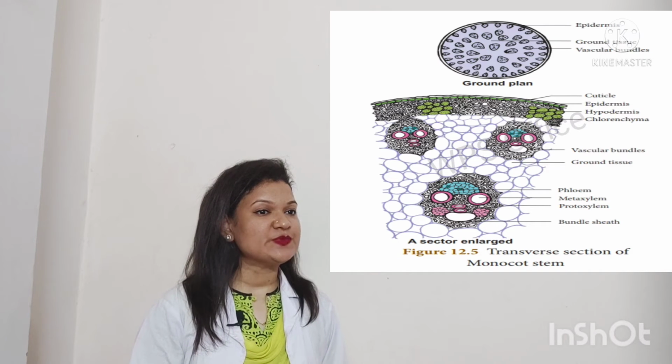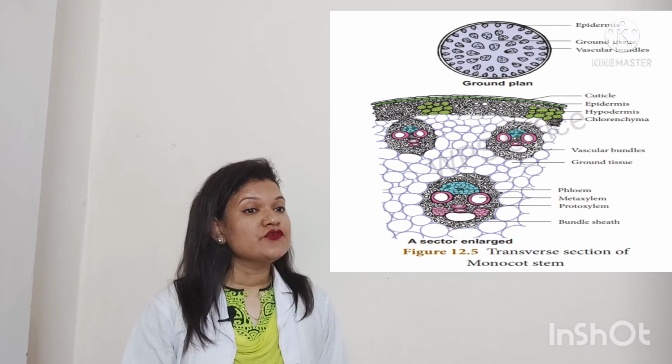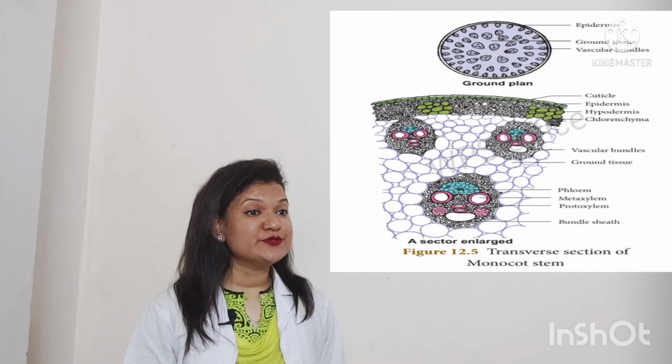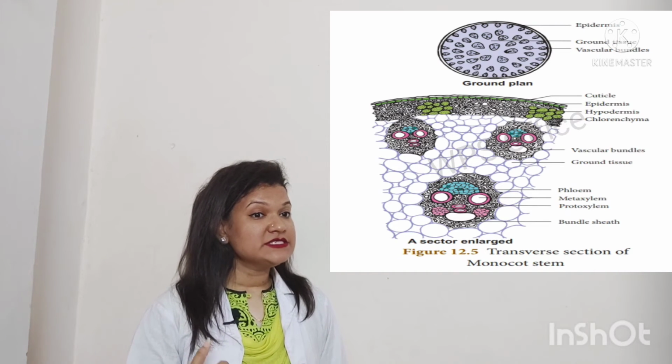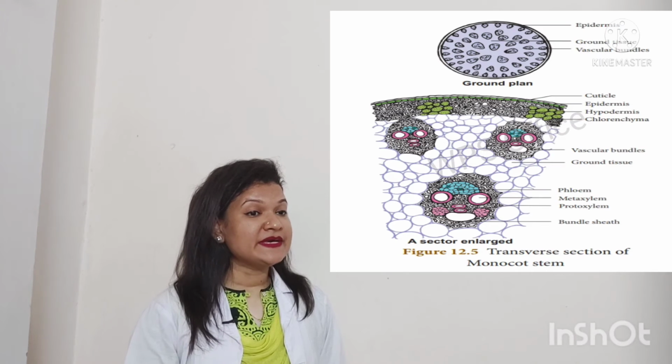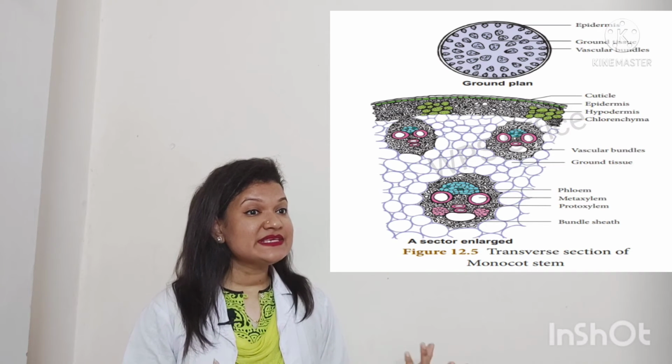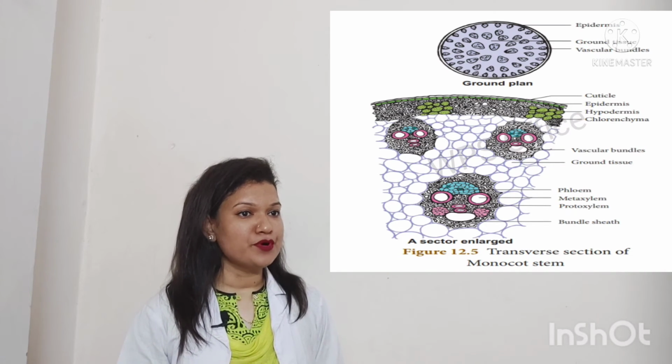Protoxylem cavity is present, and phloem remains situated between the two arms of xylem elements, and phloem parenchyma is absent. So these are our characteristics of monocot stems.